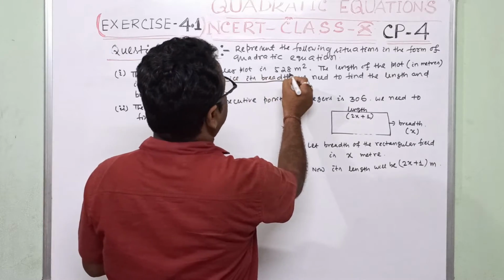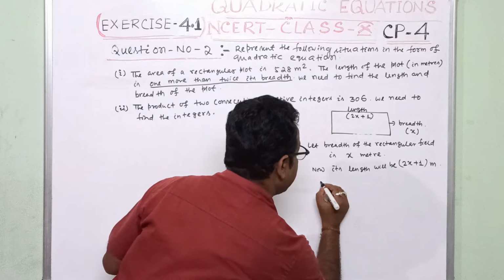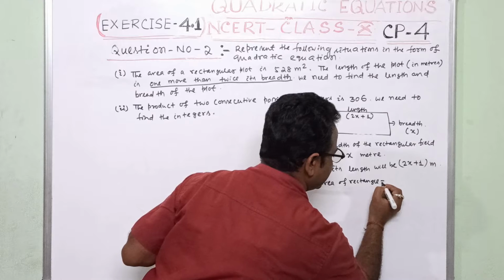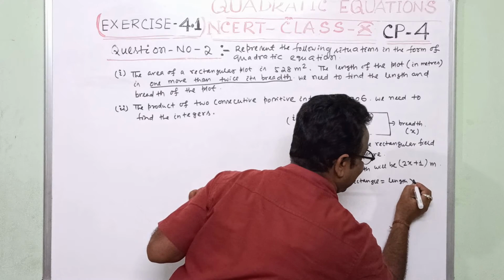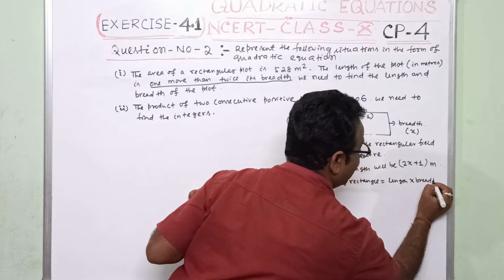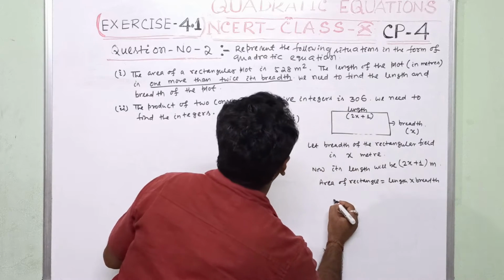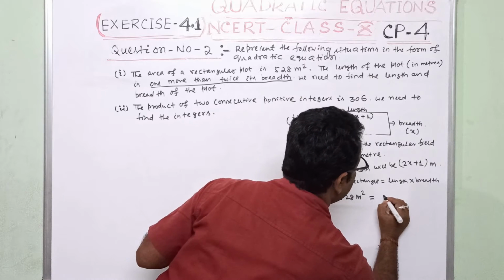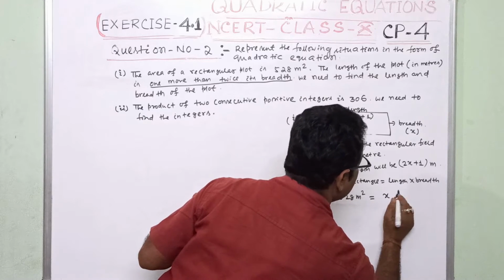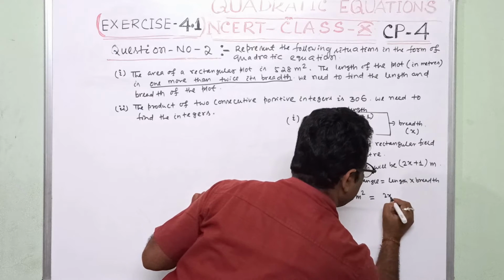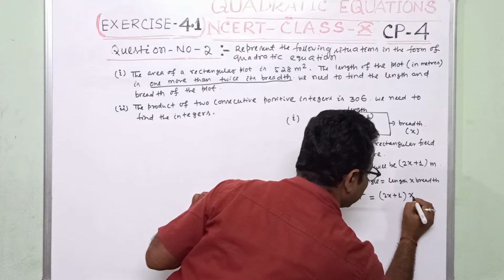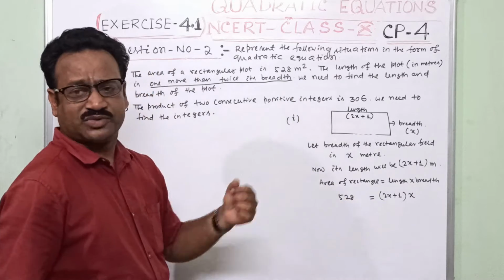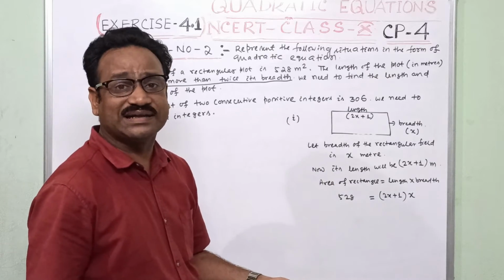Area of the rectangular plot is 528 meters square. So area of rectangle is equal to length into breadth. So 528 meters square is equal to, first take length, so 2x plus 1 into x. Now here we are just cancelling the unit when we are writing the equation.